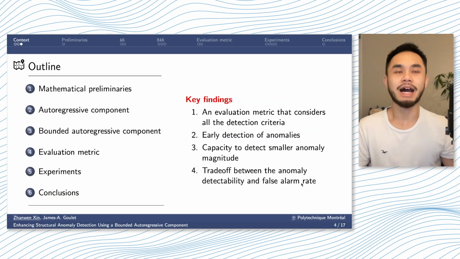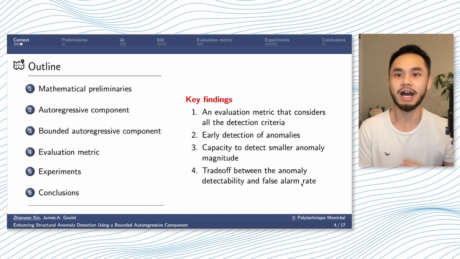To understand the BAR model that's proposed in this paper, we will firstly go through the mathematical preliminaries, and we will see what the autoregressive components are that are currently used in our model. We will see in section 3 how we can improve these AR components by putting boundaries on them. And we will quickly go through the evaluation metric that we use in the experiments, based on a synthetic time series and a few real time series measured on a dam in Canada. I will wrap up today's talk by giving the conclusions.